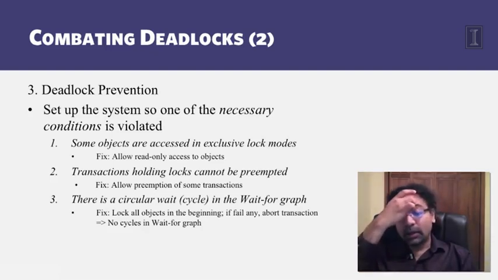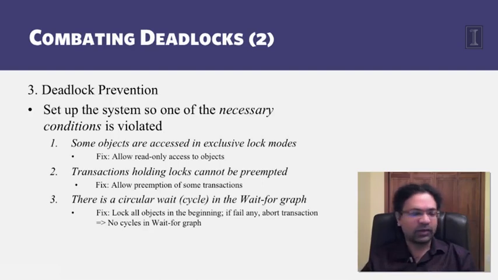Because in this approach, a transaction never waits for another transaction to release locks, because either you access all your locks or you don't. You never have any edges in your wait-for graph, and so you don't have any cycles in your wait-for graph, because if you don't have any edges, you don't have any cycles. So this approach would end up preventing deadlocks as well.